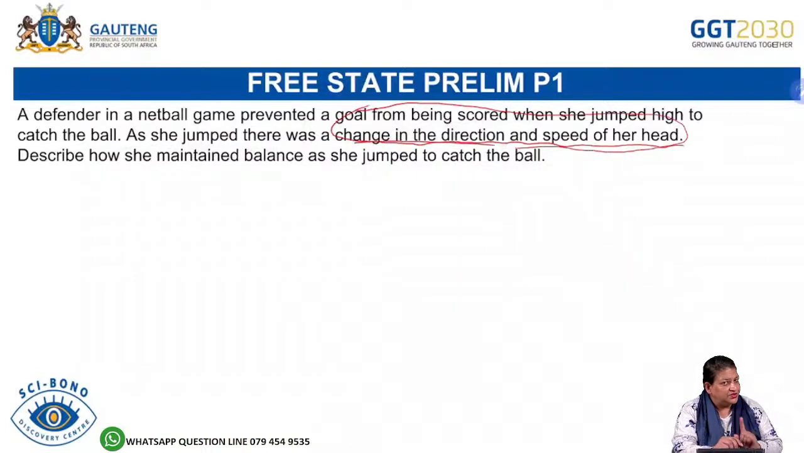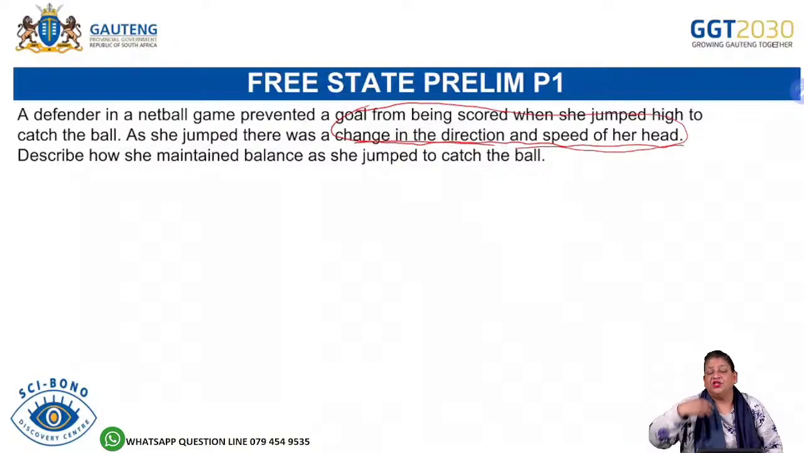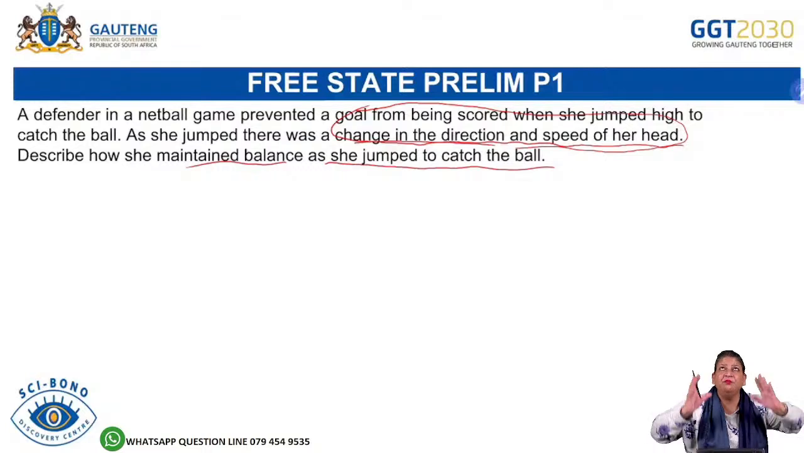Not just speed and direction of the head. Change in the speed and direction. Because she was like this and then she jumped in the air to catch the ball and obviously she must have fell. So there was a change in which the head was positioned and directed, okay? And the speed as well. Describe how she maintained balance as she jumped to catch the ball. So how did she maintain it? Because she's jumping to catch the ball and she can fall. So how did she catch the ball and also maintain her balance? Right, so let us look at that answer there.